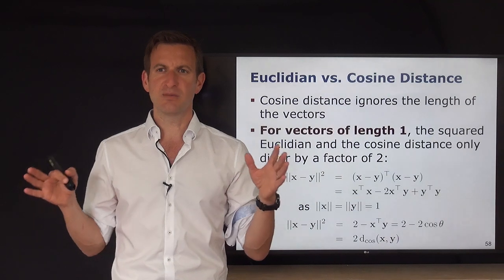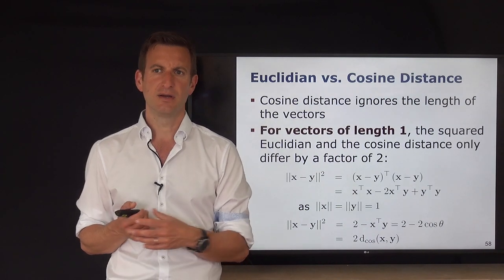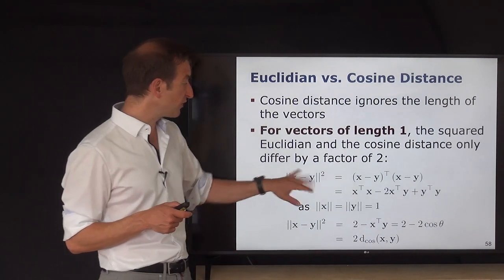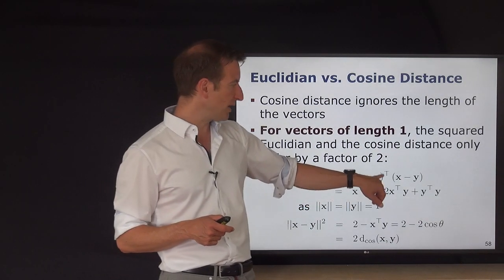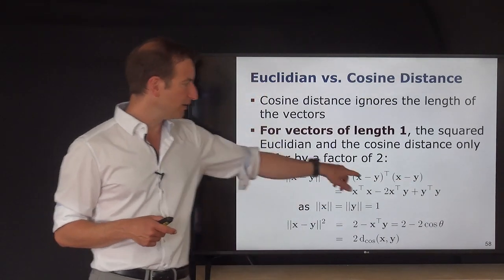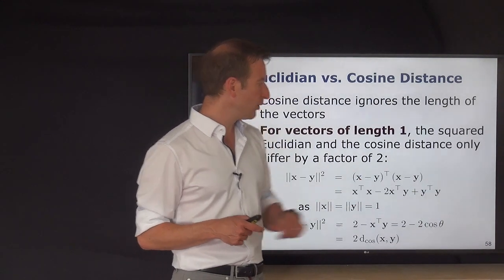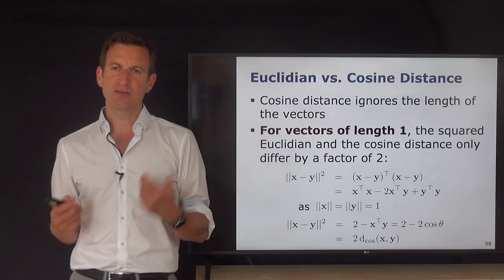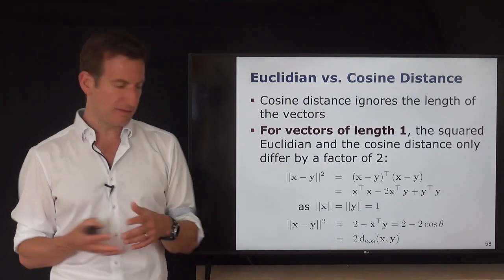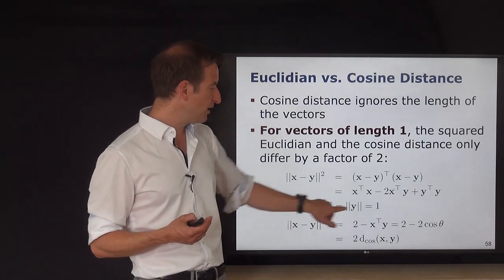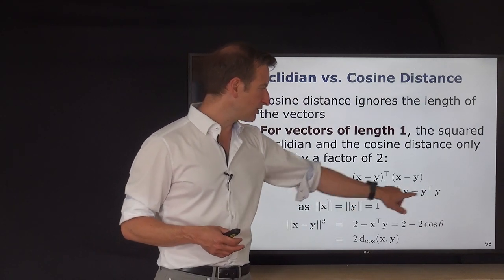And under the assumption that we have normalized vectors, we can actually show that Euclidean distance and cosine distance are related to each other. We can show this here. If we start with the squared Euclidean distance, then we can write this as x minus y transposed times x minus y. And if we expand this expression, we get x transposed x minus 2 x transposed y plus y transposed y. Now we exploit the assumption that both vectors are of length 1, so the norm of x is 1 and the norm of y is 1. As a result, x transposed x will be 1 and y transposed y will be 1.